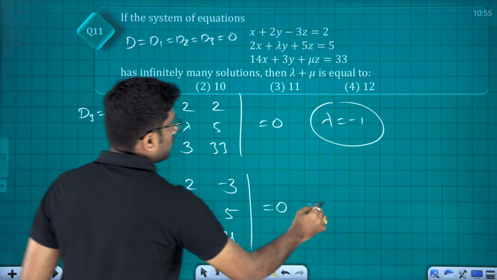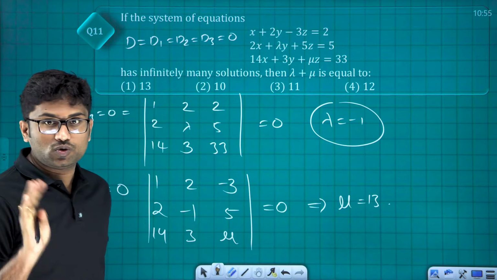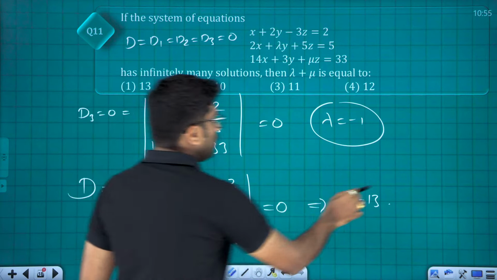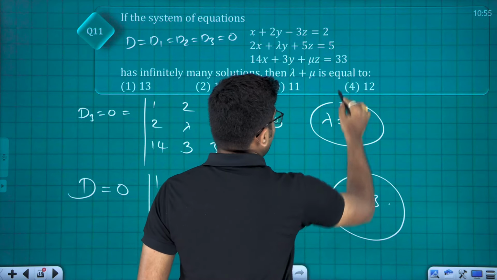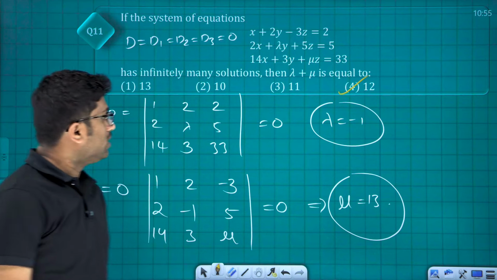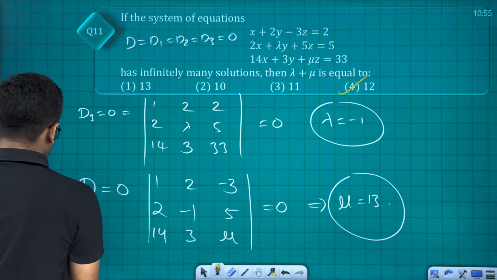Equate this to 0. From here you will be getting mu is equal to 13, friends. I am leaving the simplification to you. So mu is 13, lambda is minus 1, then lambda plus mu, which they are asking, is equal to 13 minus 1, clearly 12. Clear? Next question.